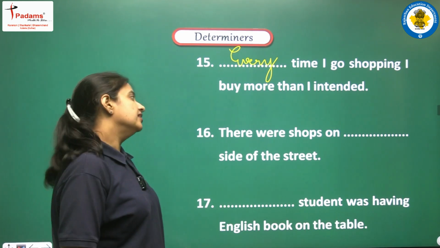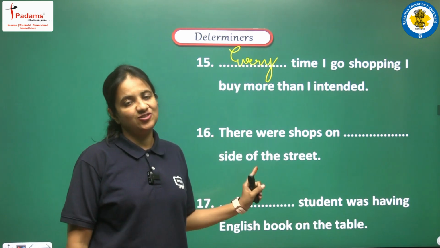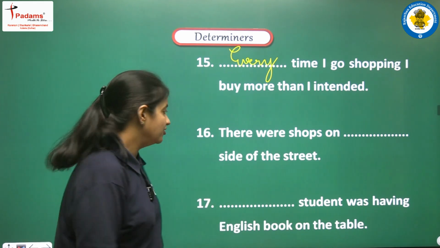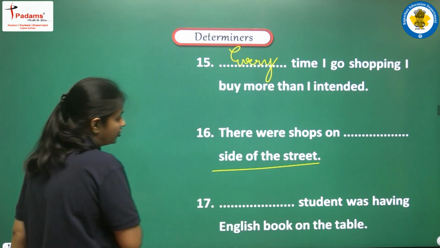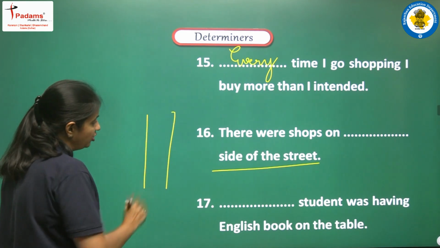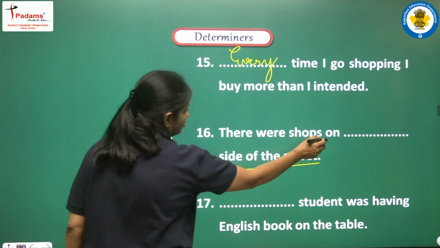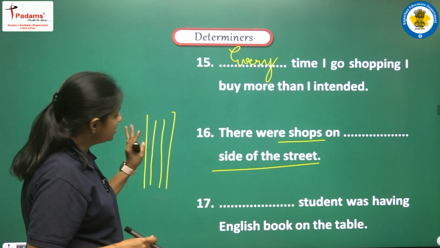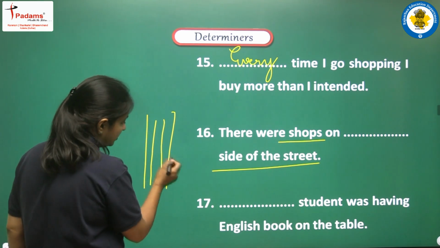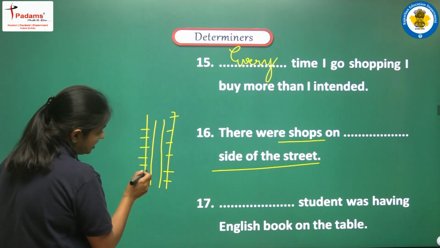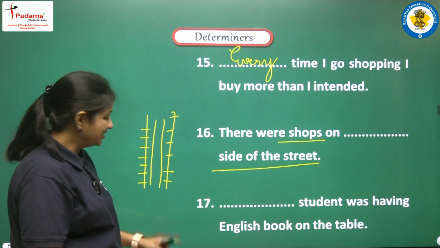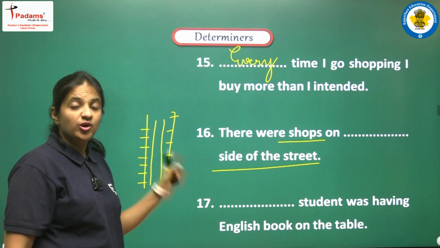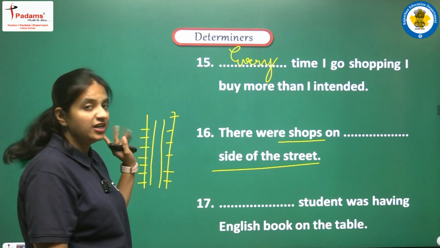Moving on, next sentence. There were shops on side of the street. So students, now read the sentence very carefully, try to understand the meaning and use your logic. Here we are talking about the sides of the street. Suppose this is a street and you are walking on it, and we are talking about the shops. Just tell me, how many sides of the street can have shops? Obviously shops can be on this side and shops can be on this side, right. So in a street, shops can be on only two sides, okay.